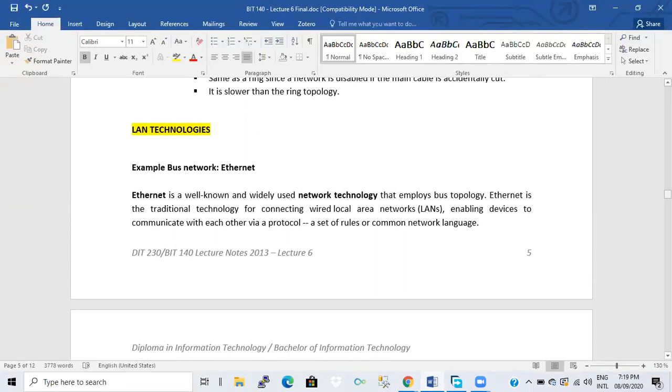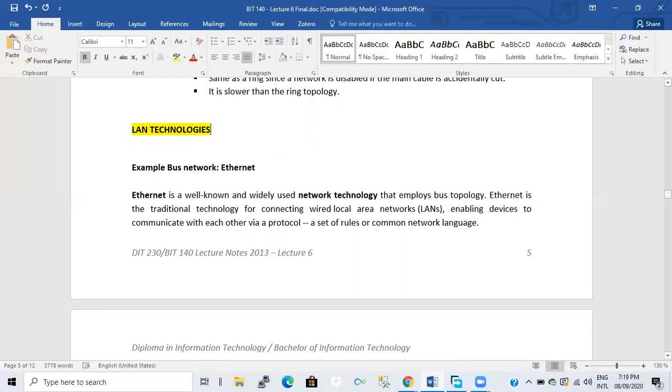So our example bus network is Ethernet. So Ethernet is one of the LAN technologies. Ethernet is a well-known and widely used network technology that employs bus topology. You remember the bus topology is where you have one line and multiple nodes or computers connected to it. So Ethernet is a traditional technology for connecting local area networks.